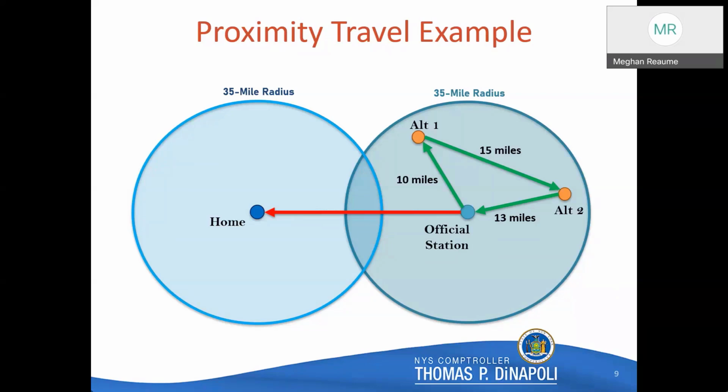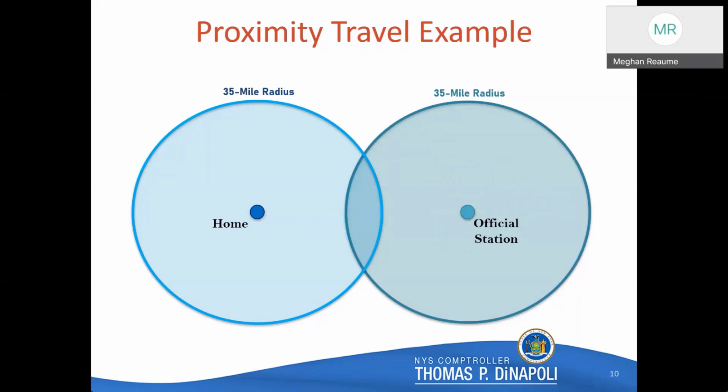To determine the total miles the traveler can claim, add the 10 miles plus the 15 miles plus the 13 miles to get a total of 38 miles. To determine the amount reimbursed to the traveler, multiply the 38 miles by the mileage reimbursement rate. The traveler receives the reimbursement for all 38 miles because transportation expenses are reimbursable when traveling within proximity, and the lesser of mileage rule did not apply in this scenario.